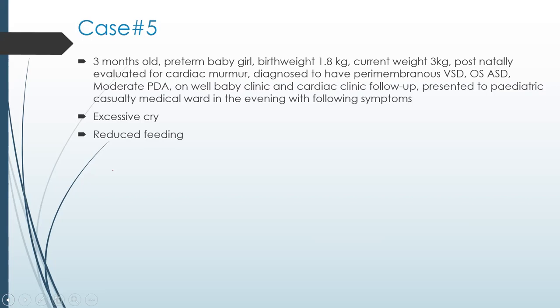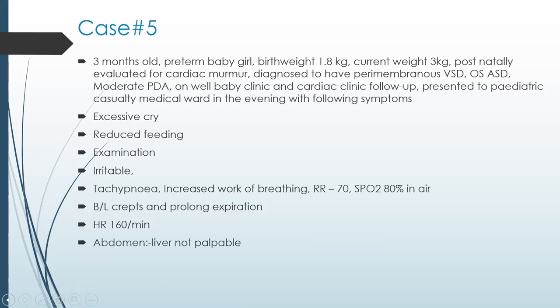Until proven otherwise, this is acute severe heart failure. Right. Examination shows irritable, tachypnea, increased work of breathing, respiratory rate 70, saturation 81 in air, bilateral crepts and prolonged expiration, heart rate 160, abdomen liver not palpable. Here, liver not palpable is very important. Because the liver was not palpable, they did not think about heart failure. So they managed as bronchiolitis. So what will happen if you manage as bronchiolitis in this child?